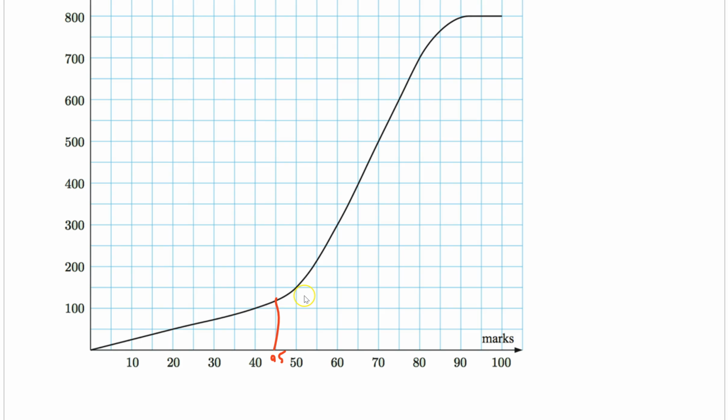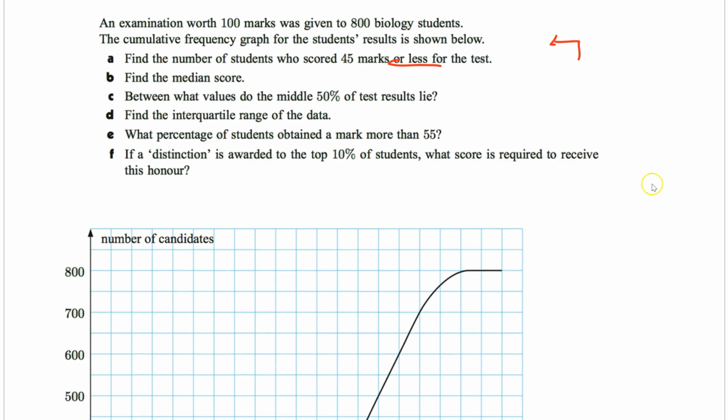Go up. Oh, slides are the worst thing in the world. And across. I can't have a ruler here. So it looks like I'm going to say about 110. Let's go 110. I'm sorry for the bad lines. So let's just say 110.